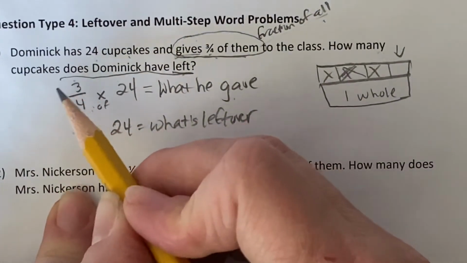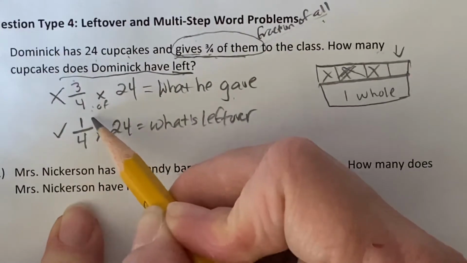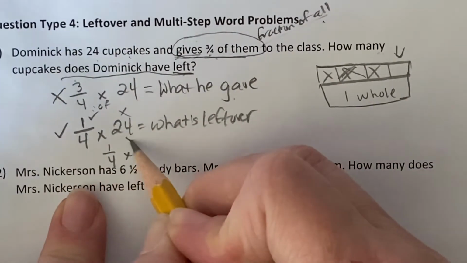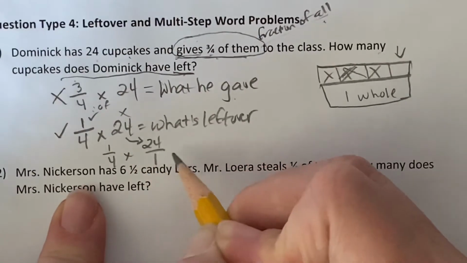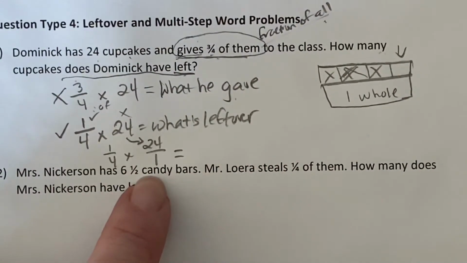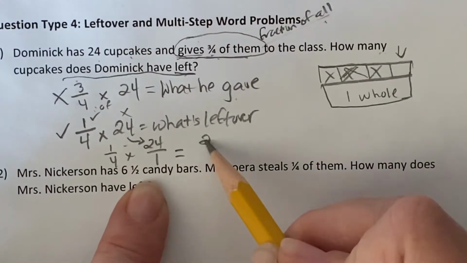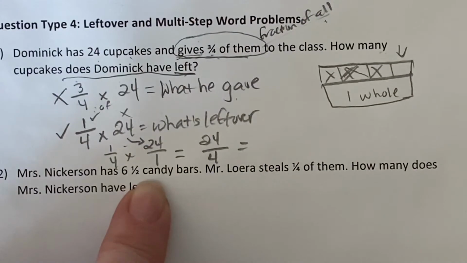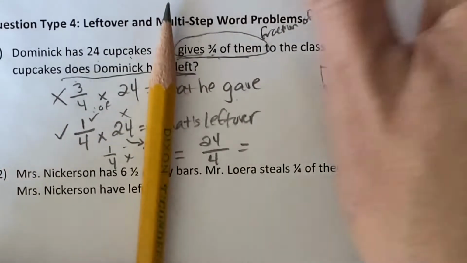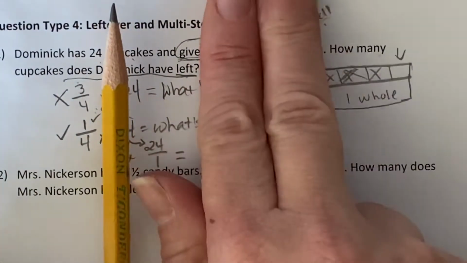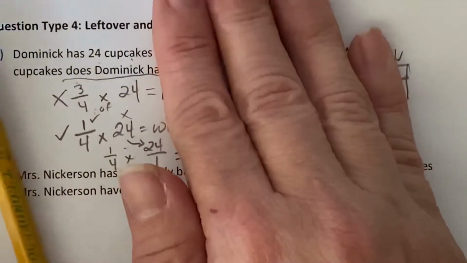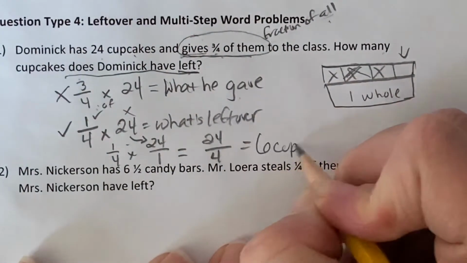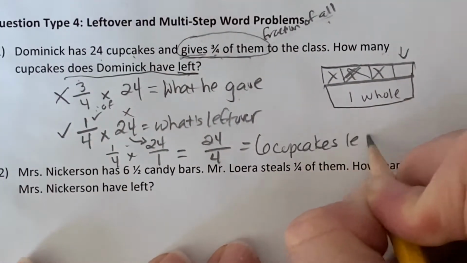So this one I don't even need to do now, but this one I need to do. This is a fraction, this is not. So now I need to convert that. So that's going to be 1/4 times 24 over 1. How did I make that a fraction? I just put a 1 as a denominator. 1 times 24 is 24. 4 times 1 is 4. What is 24 divided by 4? Well, 4, 8, 12, 16, 20, 24. So 6 cupcakes left over.